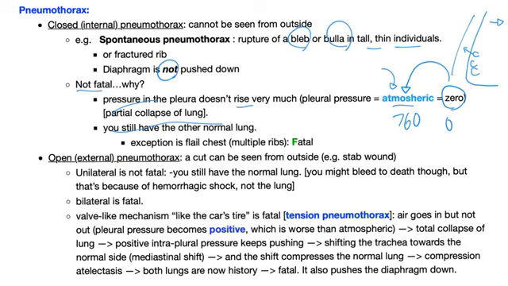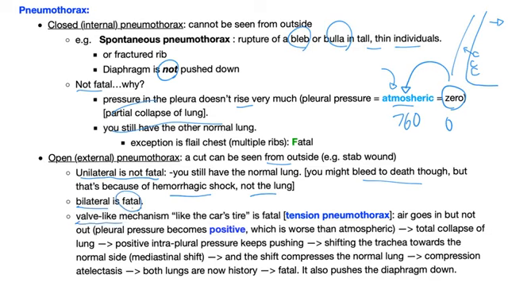Open or external pneumothorax. There is a cut, and the cut can be seen from the outside. If it's unilateral, it's not fatal. Why not? You still have the other lung, which is normal. But of course, from the stab wound, you can die from hemorrhagic shock or hypovolemic shock, and this is not the lung's fault, but here we're talking about the lung. Bilateral open pneumothorax is fatal.